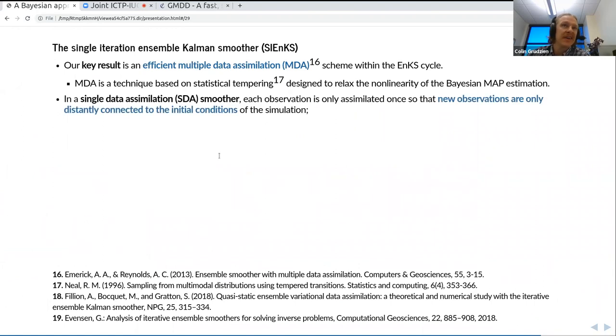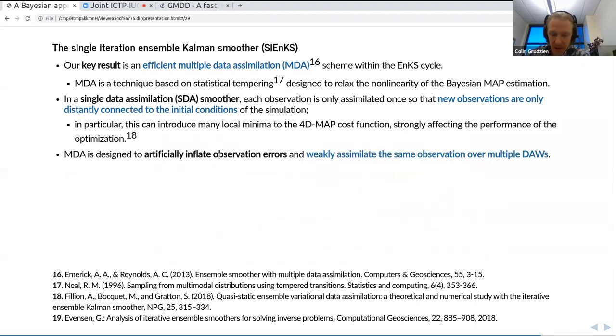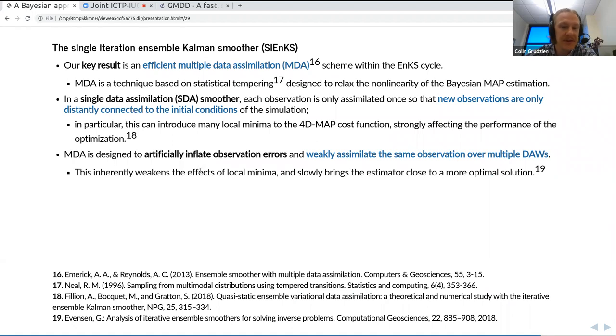And with a bit of formalism, one can show that, at least in the linear Gaussian model, it's a fully consistent Bayesian approach, though it's on weaker ground in terms of the theory for a nonlinear system. But what this does is inherently weaken the effect of local minima. And as in tempering, it slowly warms up the estimator and brings it closer to an optimal solution.